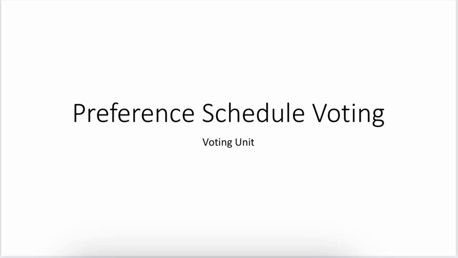Okay, so preference schedule voting is a little bit different than approval voting. In approval voting, you go through all of the options that you're voting for and you vote on whether or not you approve of each option. So it's kind of like a yes or no vote. With preference schedule voting, you go through all of the options and you rank them from first choice to last choice. Because the data that we collect is slightly different than with approval voting, the way that we determine the winner is also slightly different.